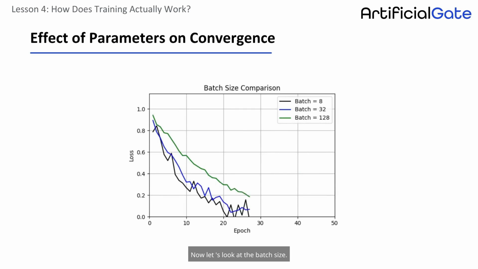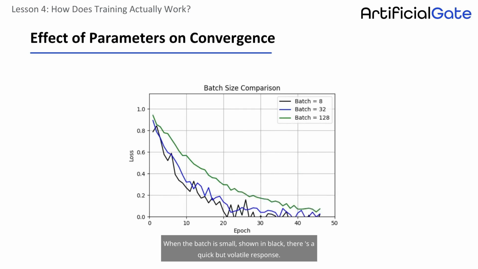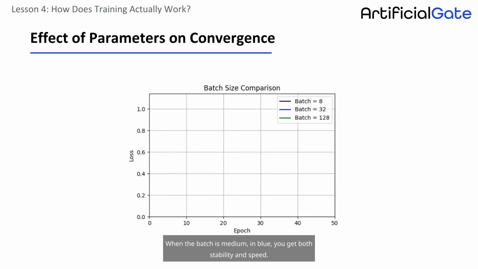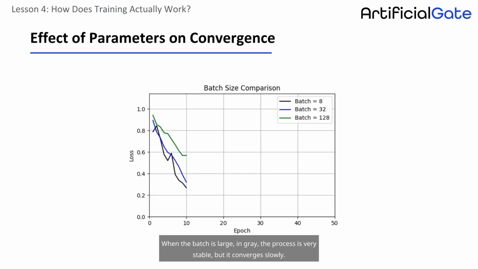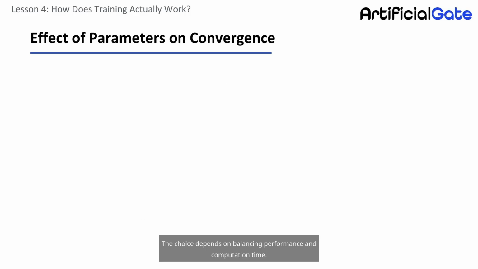Now let's look at the batch size. When the batch is small, shown in black, there's a quick but volatile response. When the batch is medium, in blue, you get both stability and speed. When the batch is large, in gray, the process is very stable, but it converges slowly. The choice depends on balancing performance and computation time.